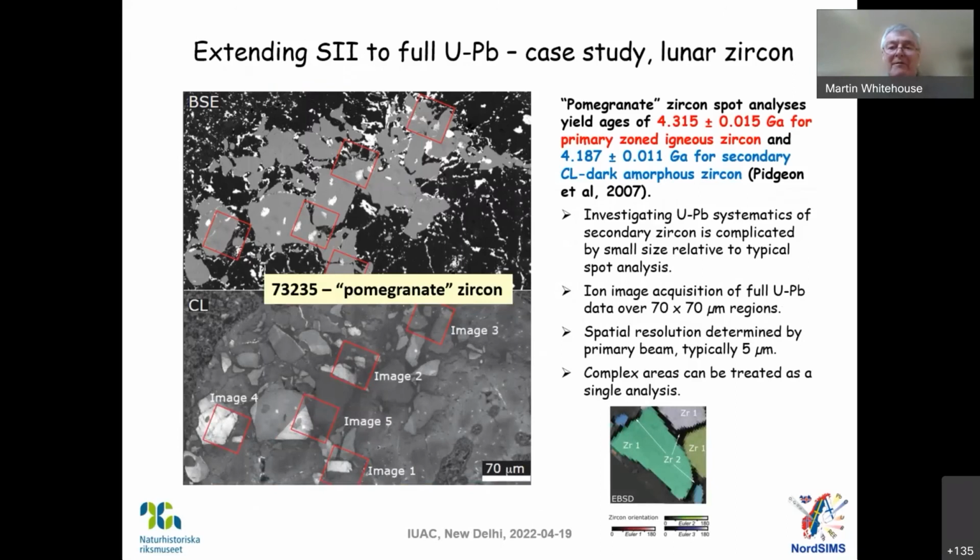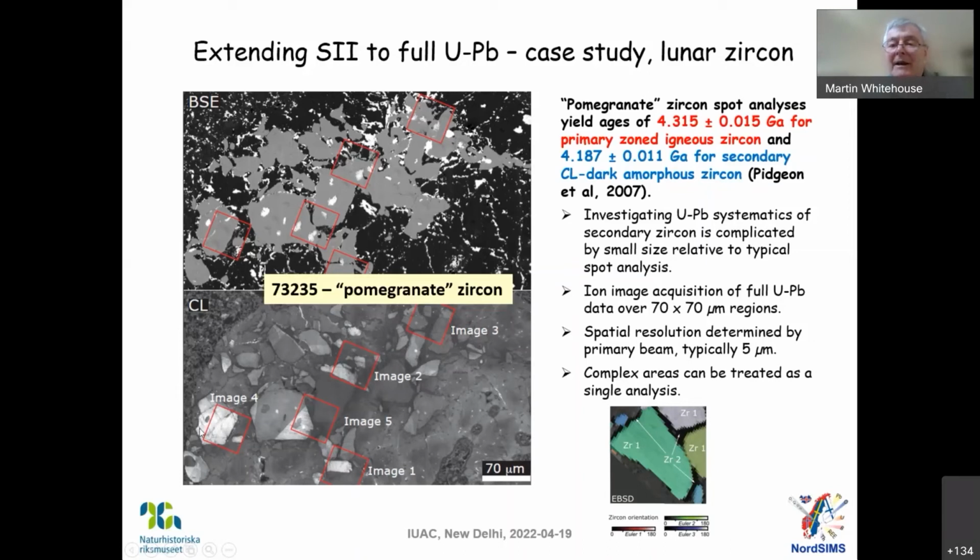And here's an example of where we've applied it. This is looking at a very complex, essentially what's called the pomegranate zircon, a polycrystalline zircon in one of the Apollo 17 samples. All of these bits of zircon in here have different orientations. What we've been able to do with scanning ion imaging is take a series of analyses in here. Here are these little 70 by 70 rasters in different parts of this zircon to see how the ages might vary.